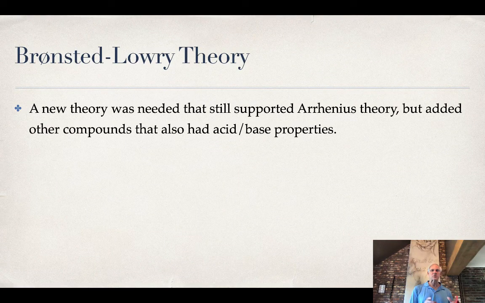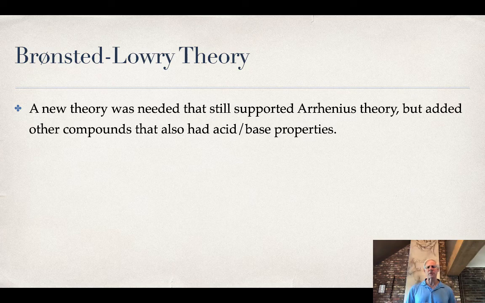And then some years later, a new theory came about called the Bronsted-Lowry theory. Now, those two gentlemen did not work on the theory together. They actually came up with two very similar theories independently right around the same time, and so they're given joint credit for their discovery, and so we very frequently call it Bronsted-Lowry theory.